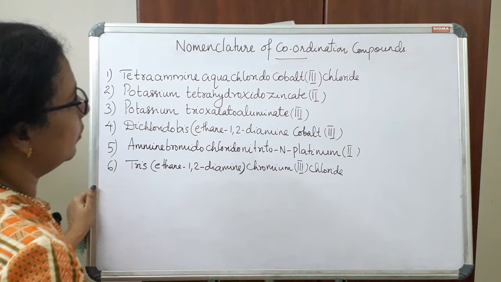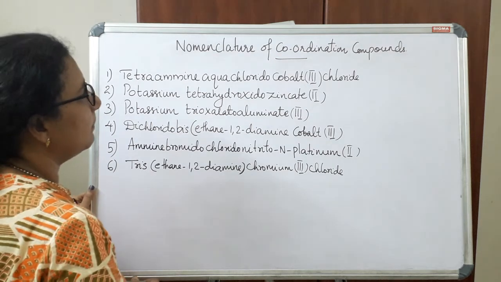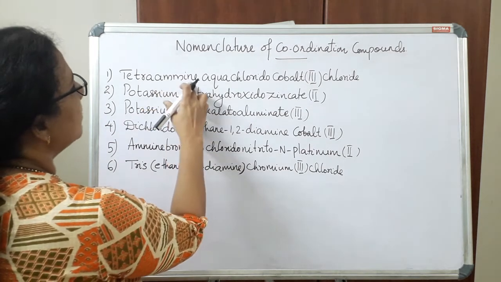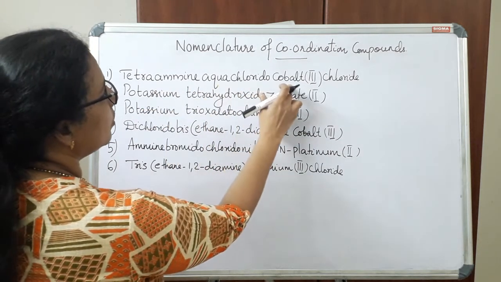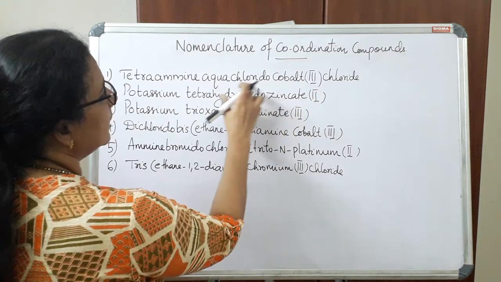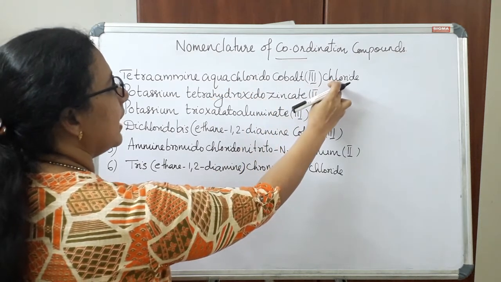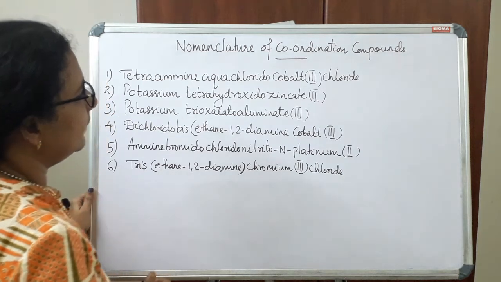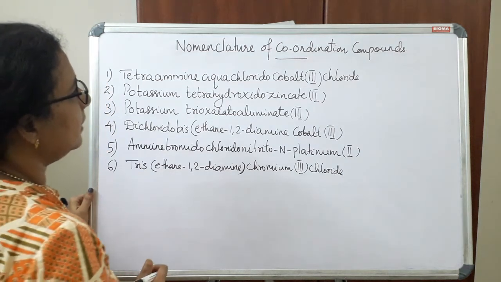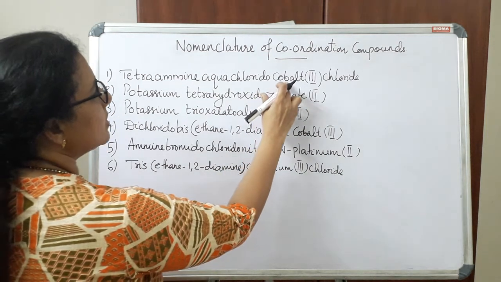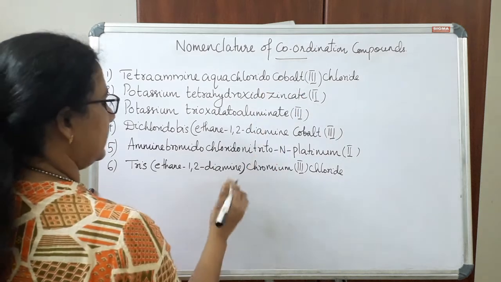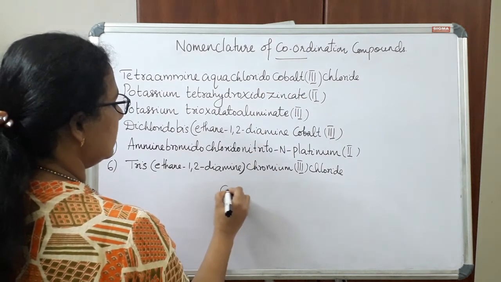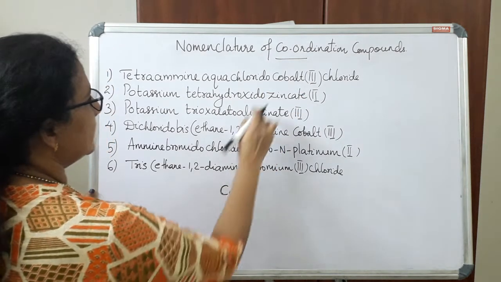For writing the formula, we should write the cationic part first. So tetraamine aqua chlorido cobalt 3 is the cationic part, and chloride is the anionic part. We will write the cationic part first. For that, first of all, we should write the central metal, that is cobalt. So Co is the central metal.